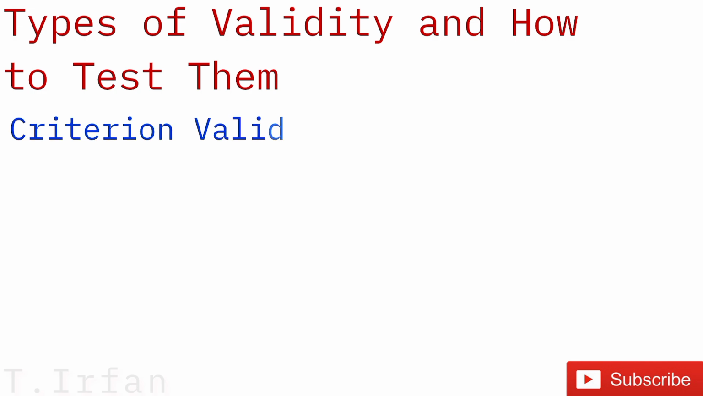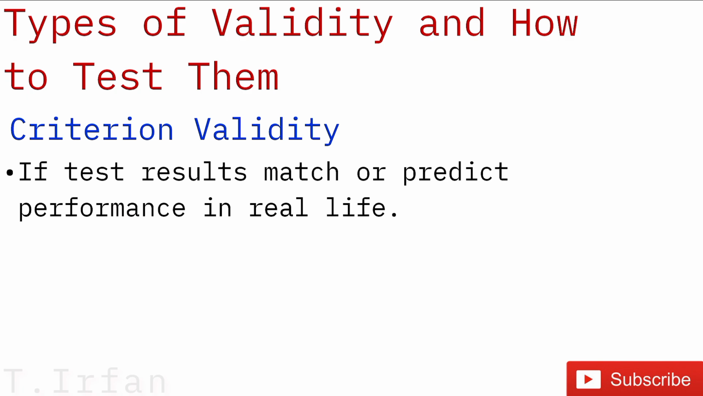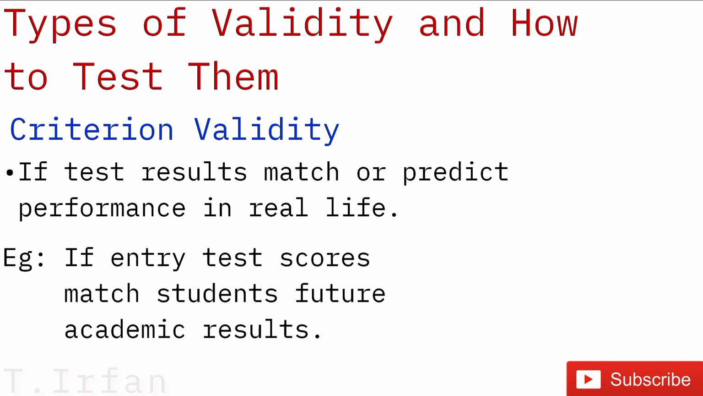Criterion validity. If the test results match or predict performance in real life, then the test has criterion validity, or the test is valid. For example, if the entry-test scores match students' future academic results, then the entry test has criterion validity.